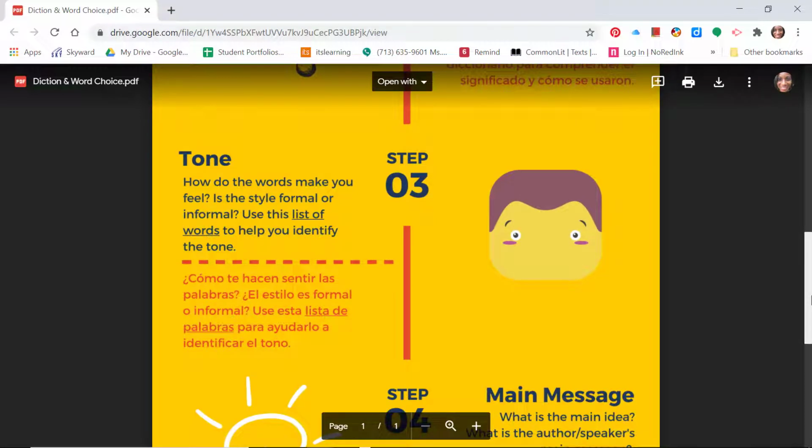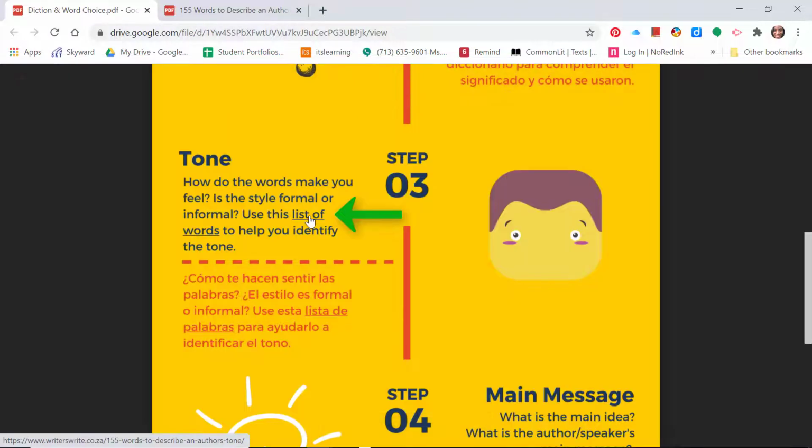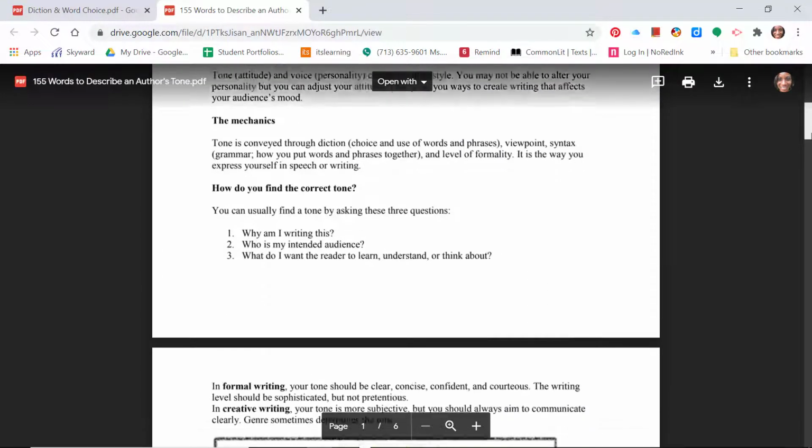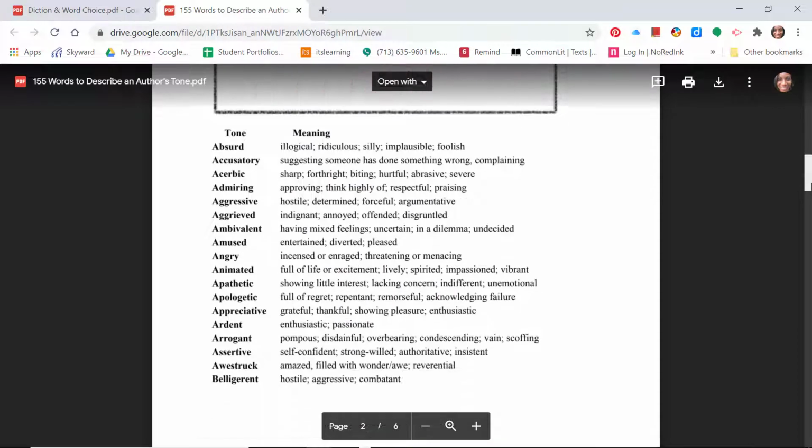The third step is to think about those words that you've identified as important and think about how those words make you feel. Sometimes an author may use a formal style of speaking, or they may be informal and conversational. There are lots of other words to describe an author's tone. In this infographic, there's a link that will take you to a list of 155 words that you can look through to find words that help you describe the tone.